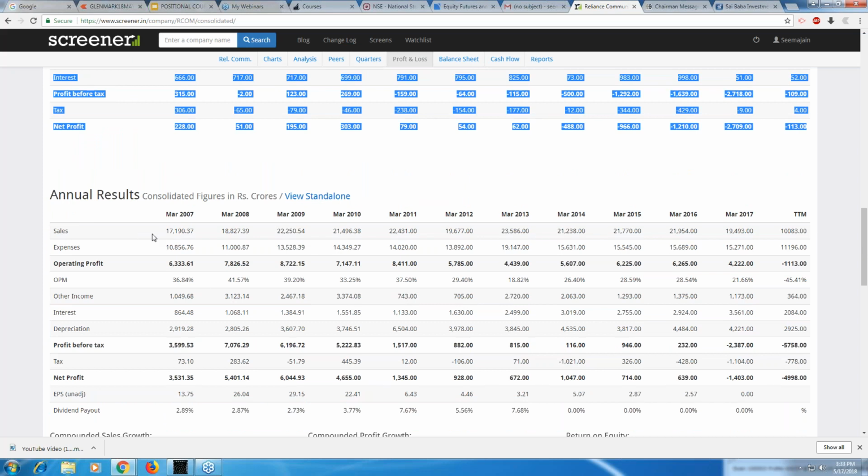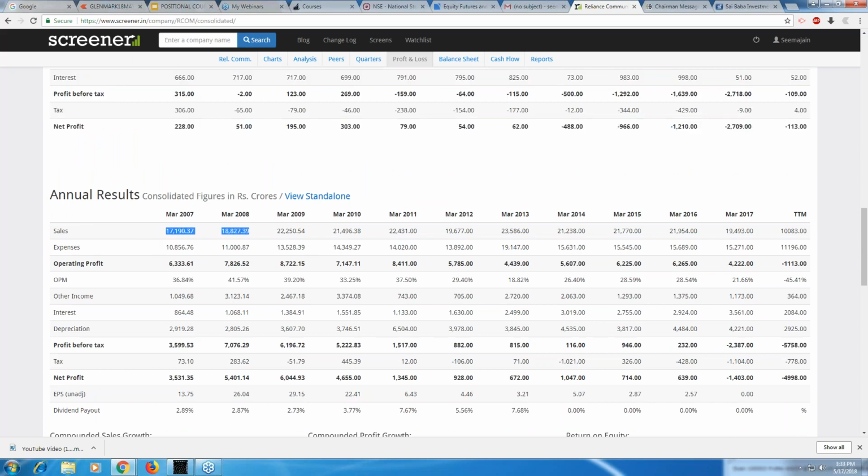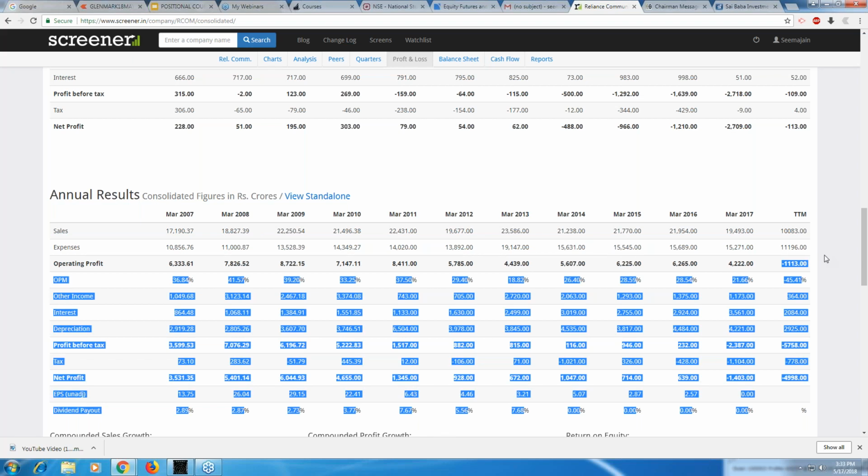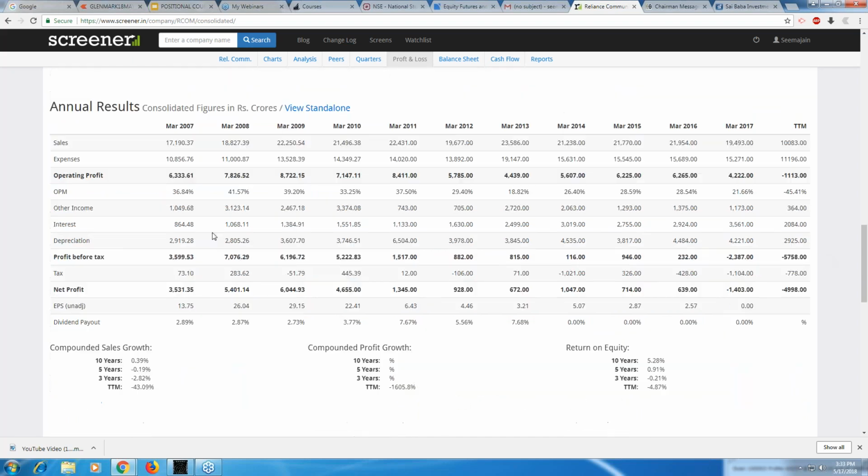From 17,000 crores sales in 2007, it has now been just 10,000 crores, right? Operating profits are negative, right? And see, the other income has also gone down.